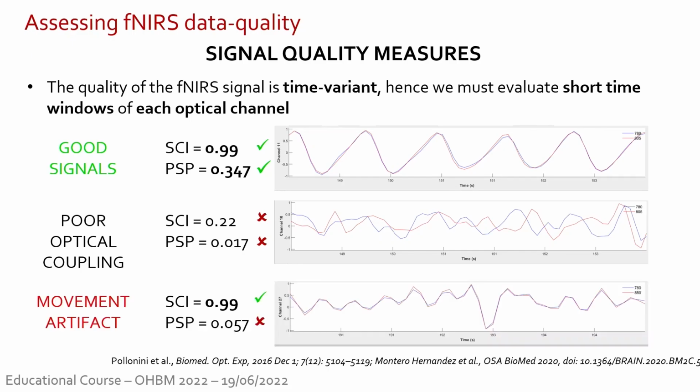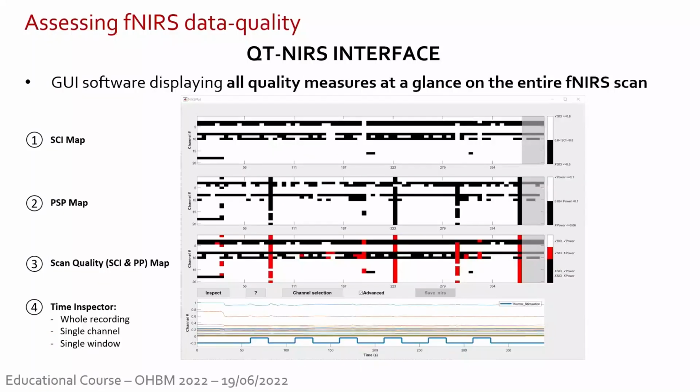So again, this is an example of a very good signal where we have both high SCI and PSP, poor optical coupling where we have both bad, or movement artifact. This is where it's good to have both signals because movement artifacts are tricky: they will still give us a very good SCI because the 2 wavelengths will be highly correlated, since movement impacts both wavelengths. But movements completely mess up the power spectrum. So there we will see that the power spectrum isn't great.